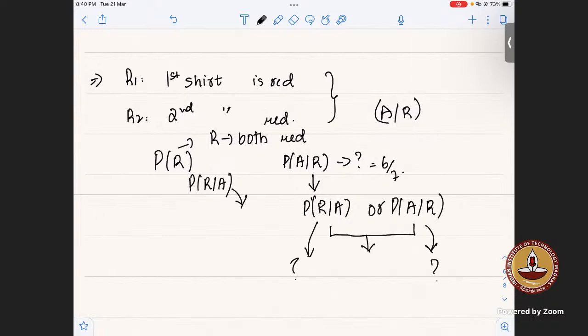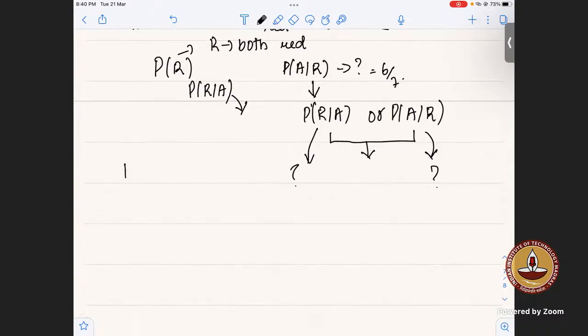No, this P of A given R is the first part, 6/7. I had some doubts. Somebody might ask why it can't be P of R given A. I don't know which one is right until the deadline has passed. It is very simple. Given it is from shop A, what is the probability of shop A given they are red? So P of A given R. It is simple for you to follow this, right?